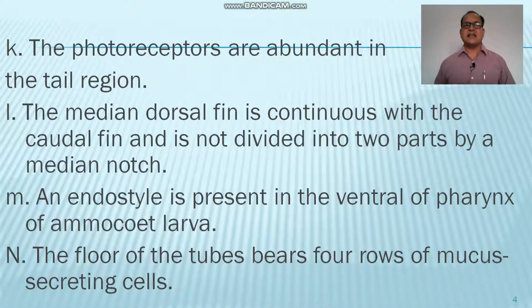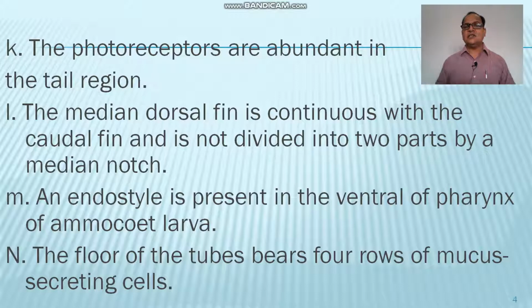The photoreceptors are present in the tail region only. The median dorsal fin is continuous with the caudal fin and is not divided into parts by a median notch. It is a continuous fin fold.